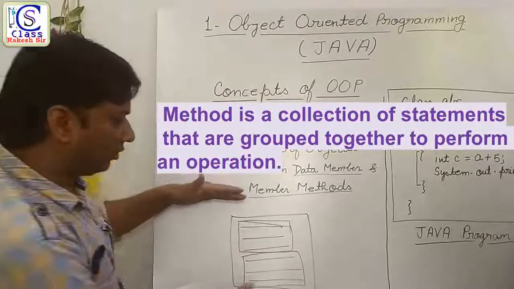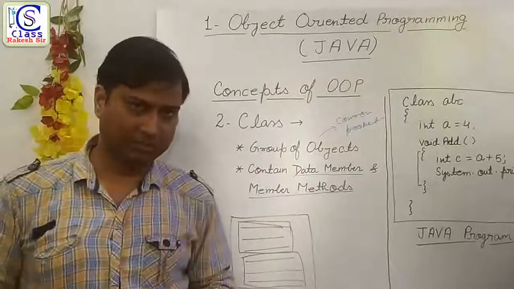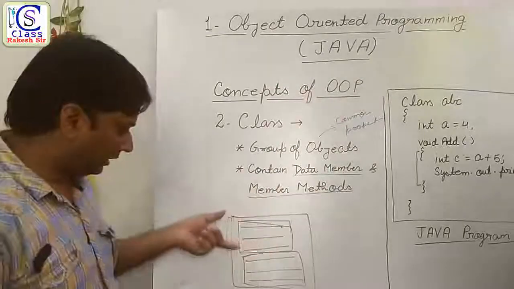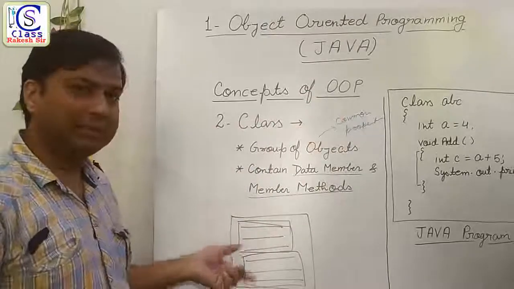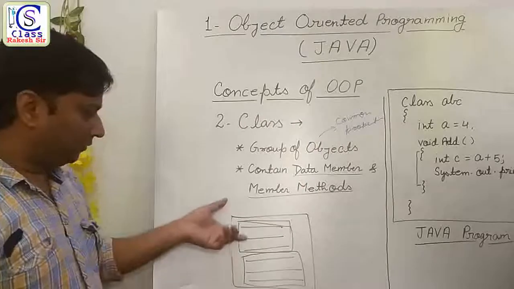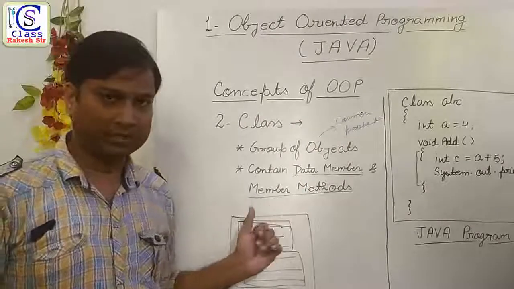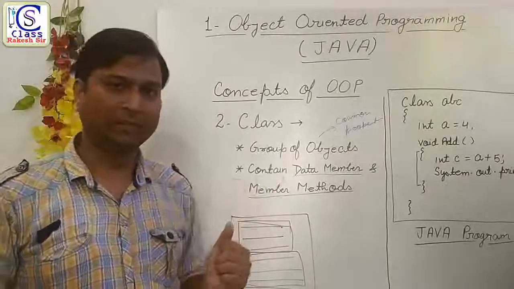It means if you are going to create a Java program and there is more than one statement, you create different groups. 3 statements will be in the first group, 3 statements in the second group. So you create the program group-wise. This group of executable statements is known as a method.